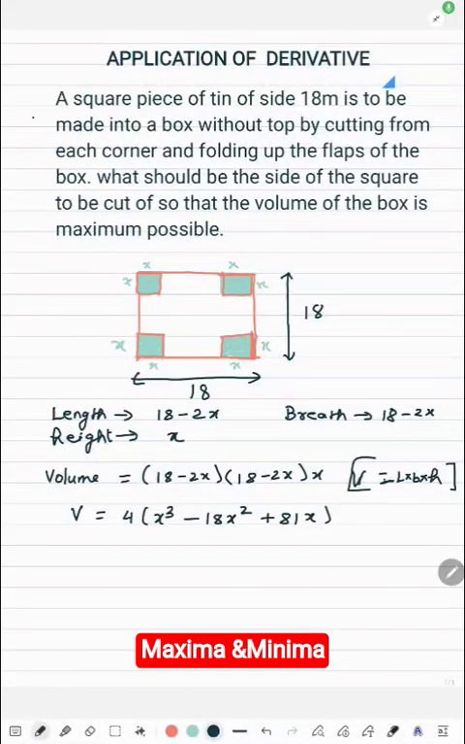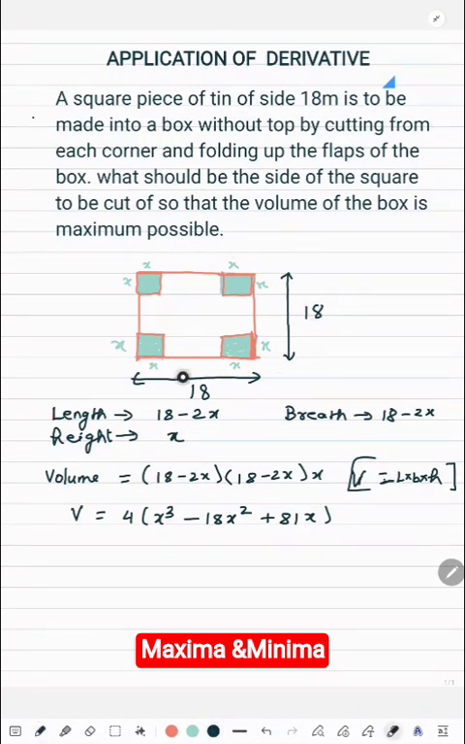Students, let us see one question on application of derivative. A square piece of tin of side 18 meter is to be made into a box without top by cutting squares from each corner and folding up the flaps of the box. What should be the side of the square to be cut off so that the volume of the box is maximum? Now understand this question very carefully, students.